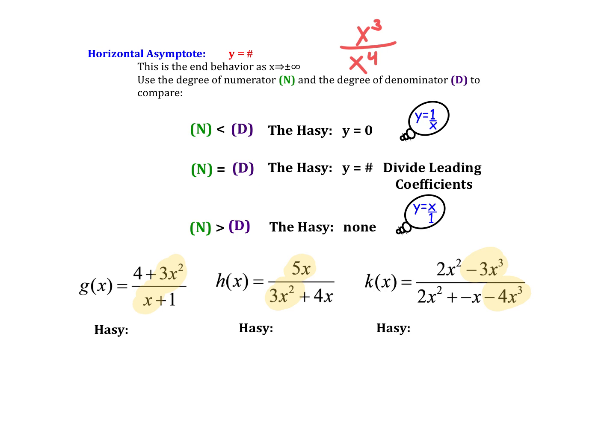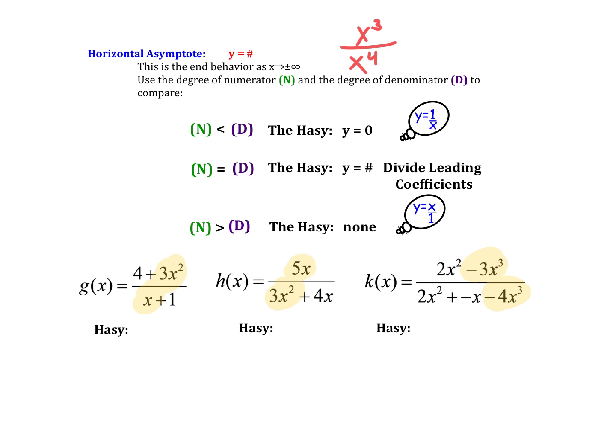And then you're going to ask yourself, which of these scenarios describes it? Is the numerator smaller? The degree of the numerator, if that's smaller, then it's just automatically going to be 0, defaults to 0. If it's a tie, they have the same degree, then it's going to be the coefficients ratio, so you're going to divide top divided by bottom. And if the numerator is bigger, if it's top heavy, you have what's called a slanted asymptote.